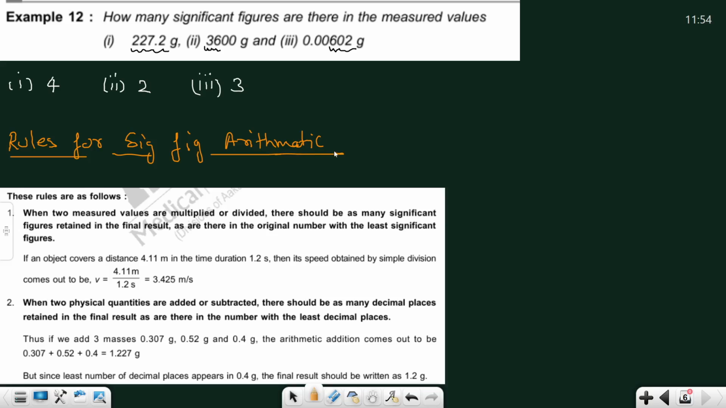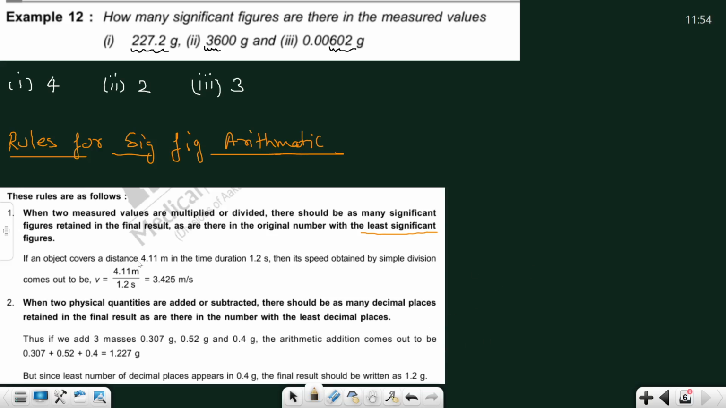First rule, rule number 1. When two measured values are multiplied or divided, there should be as many significant figures retained in the final result as are there in the original number with the least significant figures.